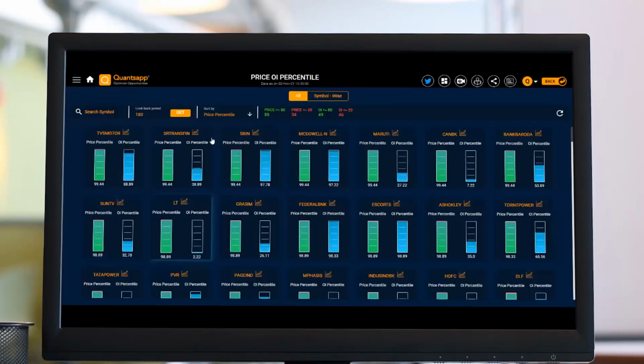So now let's try to understand how we can catch the momentum more specifically. Before taking it forward, it would be a positional kind of move which we are looking out for. So let's say TVS Motor, SBI, McDowell, we have Federal Bank, Escorts, right? Where the OI participation is high and the prices are also high.